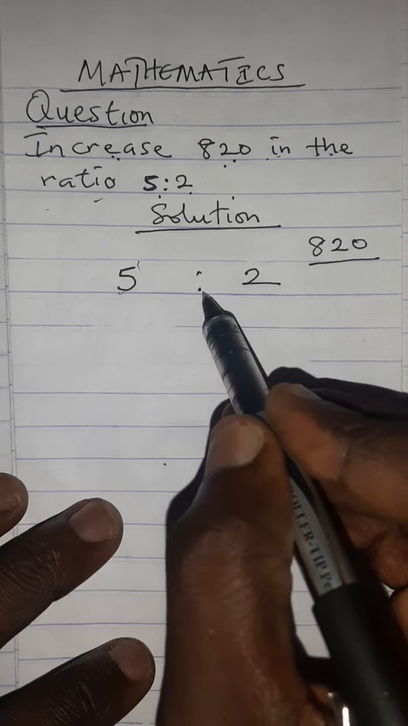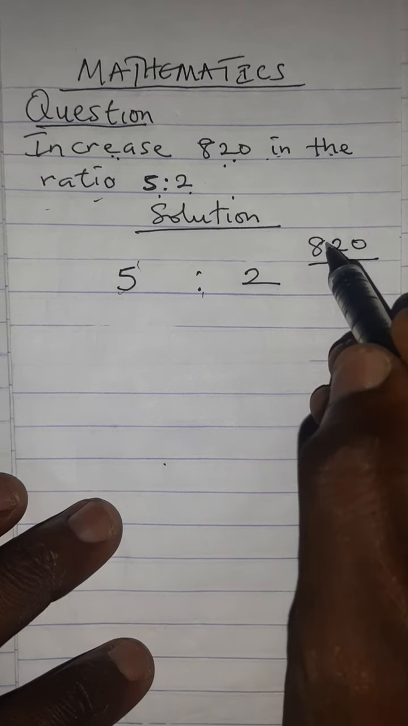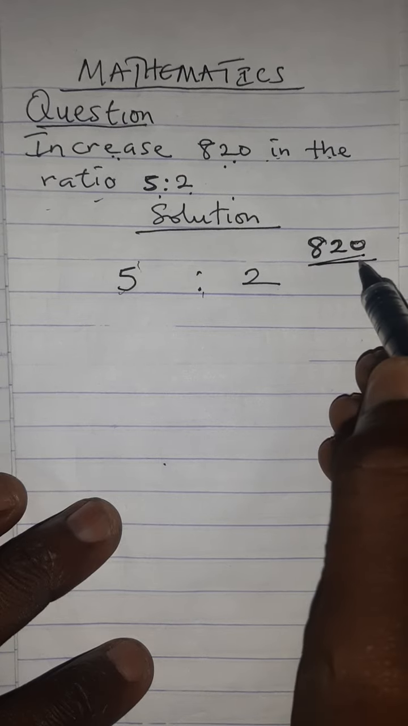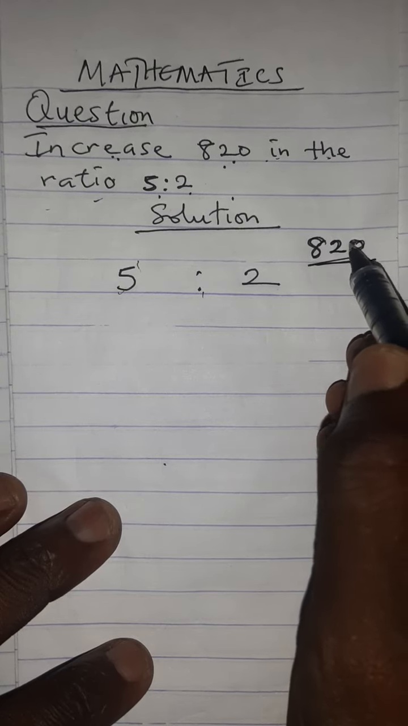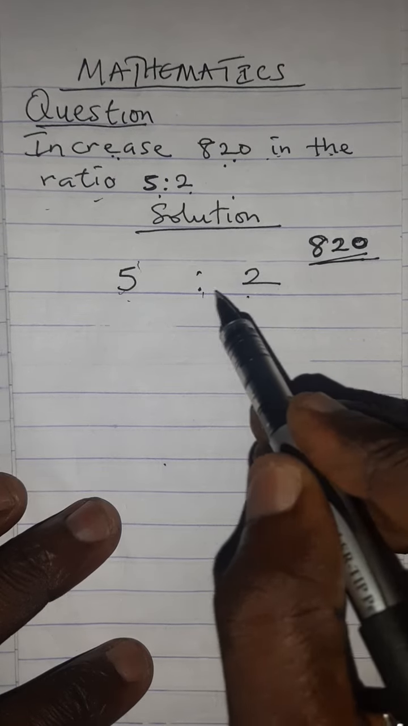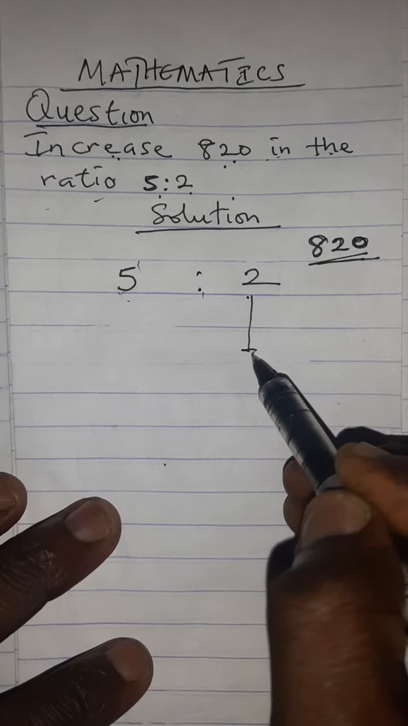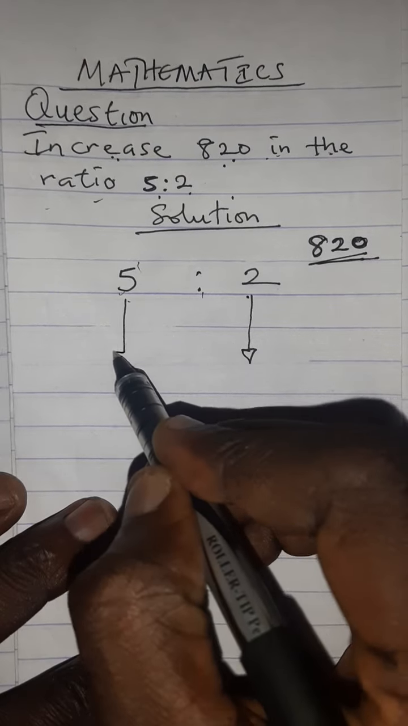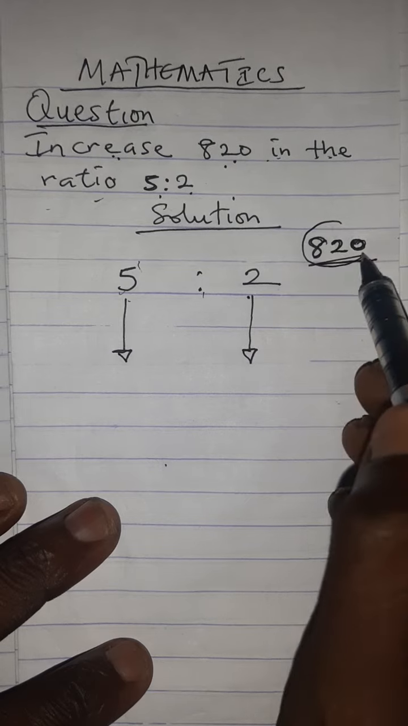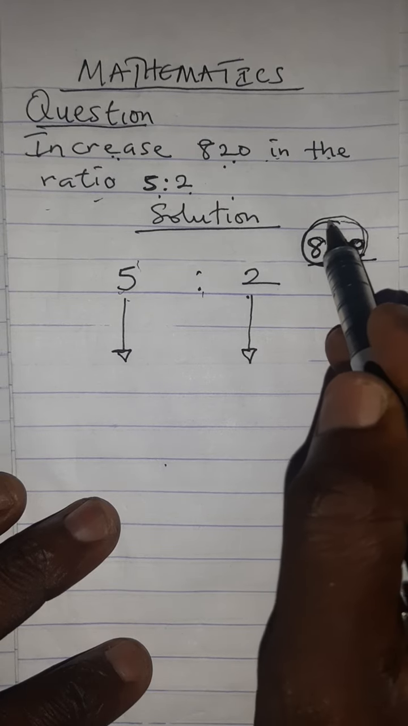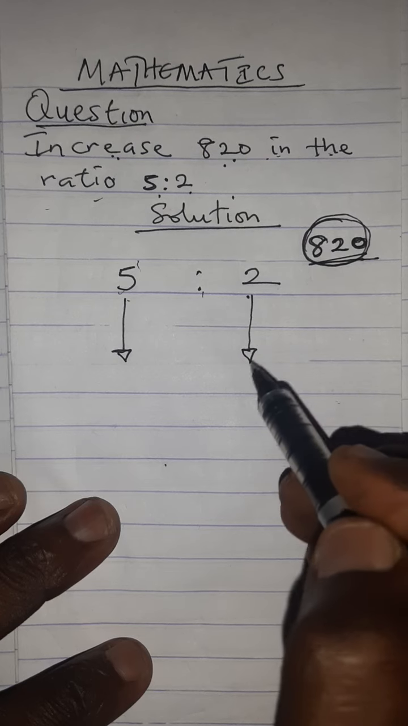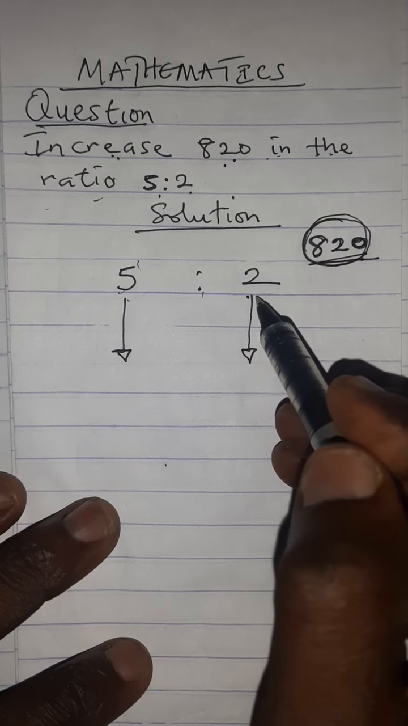Just write out your particular ratio 5 to 2, and we have 820 to increase now. But the idea here is I want to place this 820 under one of these ratios. Am I placing it under 2 or am I placing it under 5? Since it asks you to increase it, since it said increase 820, it means it is small. And since it is small, I'm putting it under the smaller ratio, which is 2.